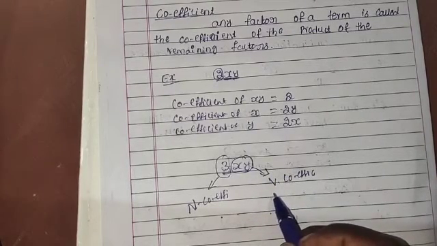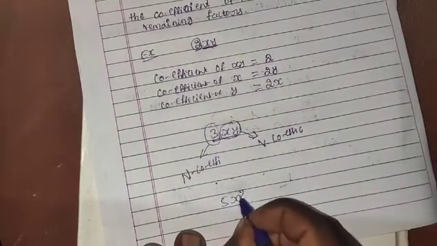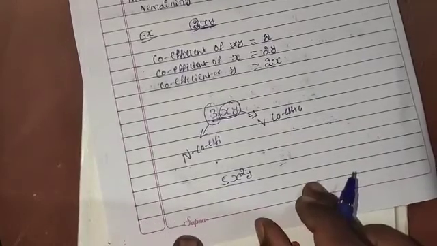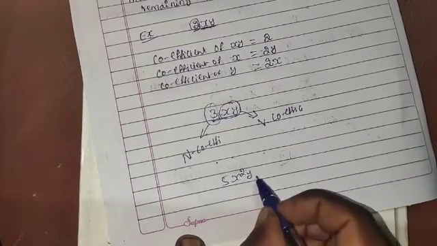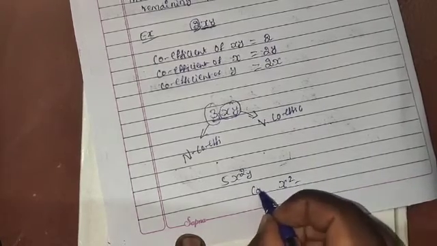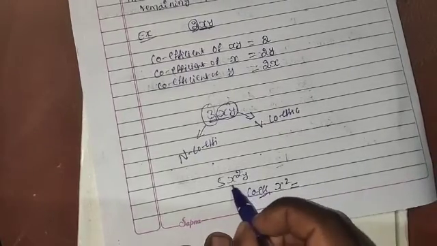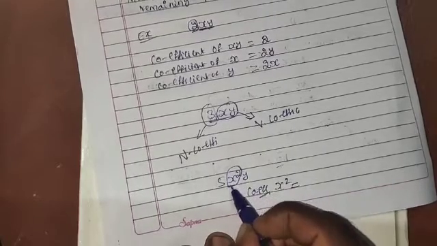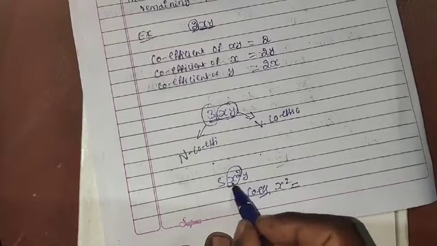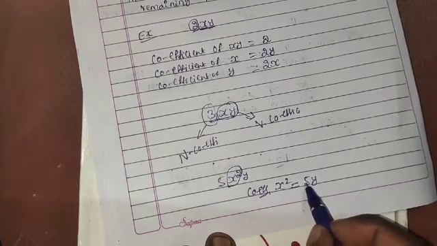Thus we find the coefficient. A coefficient means any factor of a term is called the coefficient of the product of the remaining factors. For example, take 5x square y. Now we have to find the coefficient of x square. Except x square, the remaining factors are 5 and y, so the coefficient of x square is 5y.